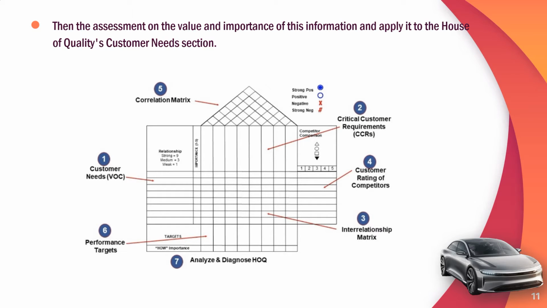Okay, so these are examples of the House of Quality with labeling. We have customer needs, critical customer requirements, customer rating, performance target, and so on. Okay, next.